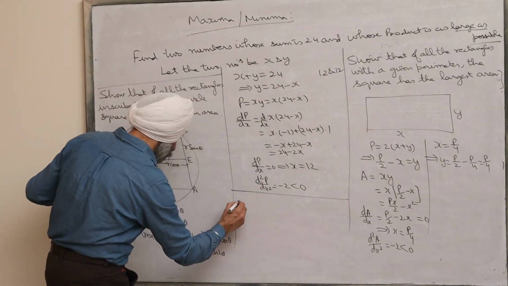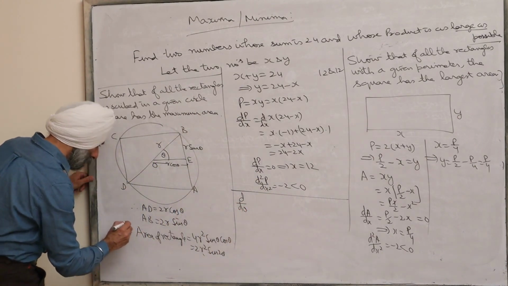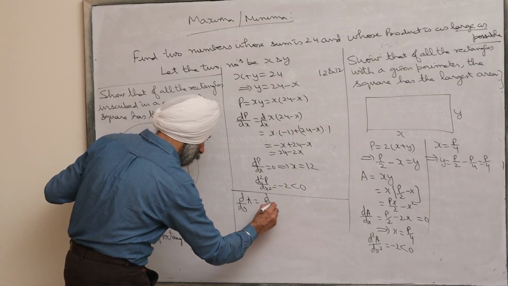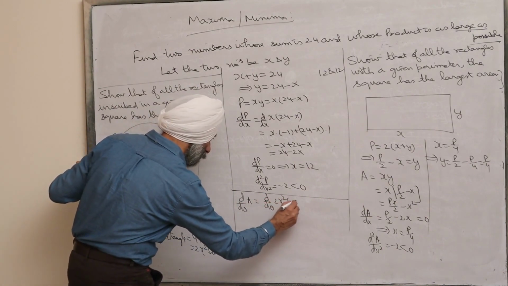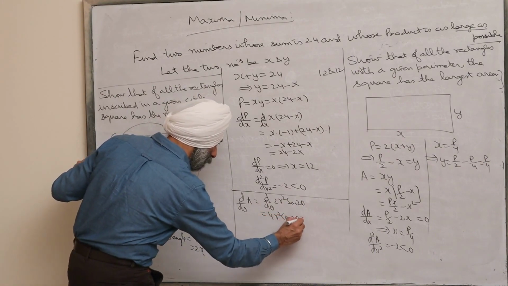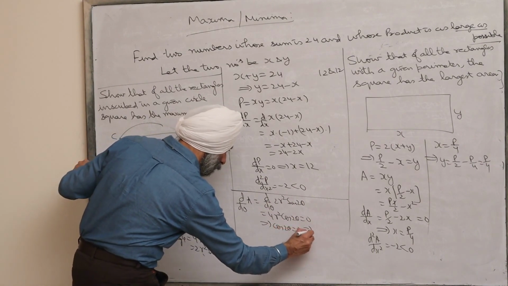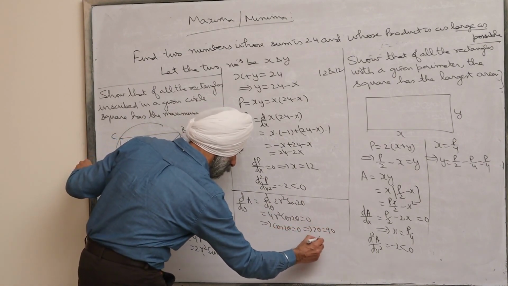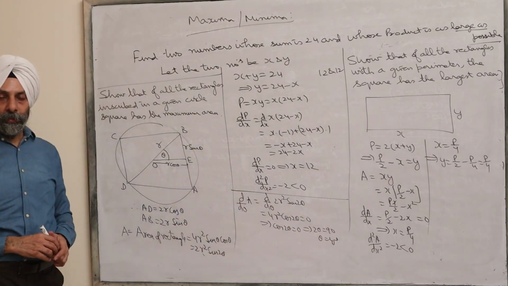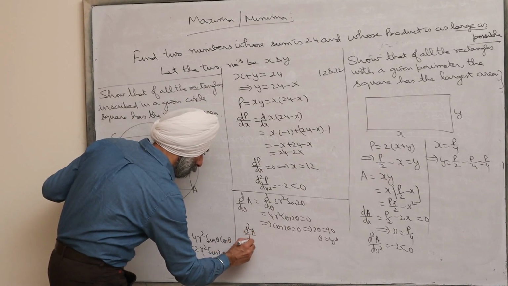Now d over d theta of area, let's say this is area, so what is that? It is d over d theta of 2r square sin 2 theta, which is your 4r square cos 2 theta equated equal to 0. This implies cos 2 theta is 0, implies 2 theta is 90, implies theta equals 45 degrees. So theta equals 45 degrees, second order derivative.